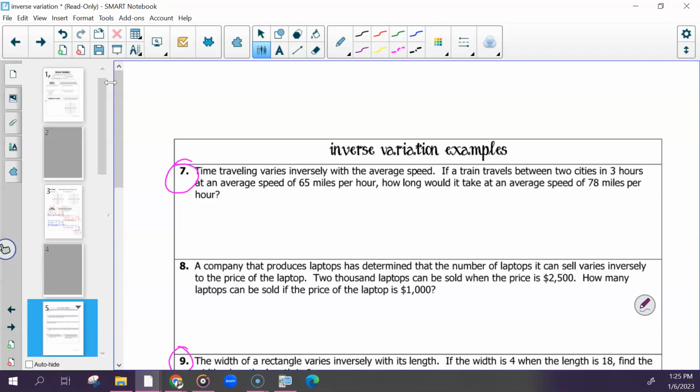So at the top here you have, when do we use inverse variation? It's when one quantity goes up and the other goes down, or vice versa. So like, the faster you drive, the less time it takes to get somewhere, and vice versa. The slower you drive, the more time it takes to get somewhere. Same thing could be said about trains, planes, etc.